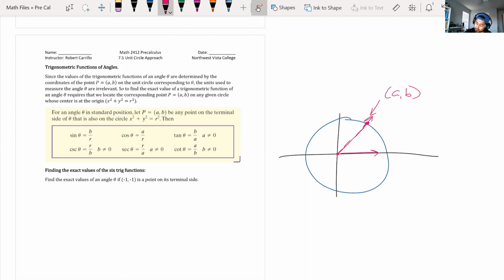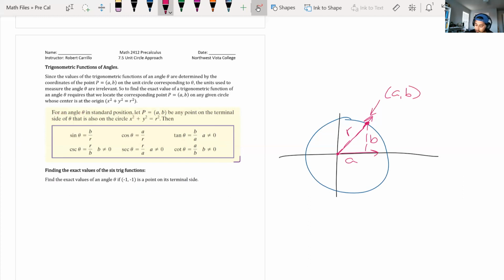What we can do with that is make our right triangle, where my base is a, my height is b, and my radius is given by r. If we have the right triangle filled out and we know the radius, this means we can find all of the values of the 6 trig functions. That's it.